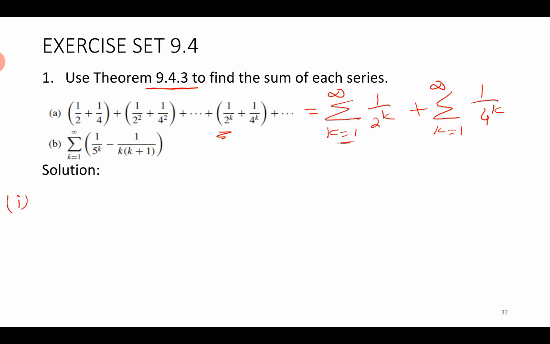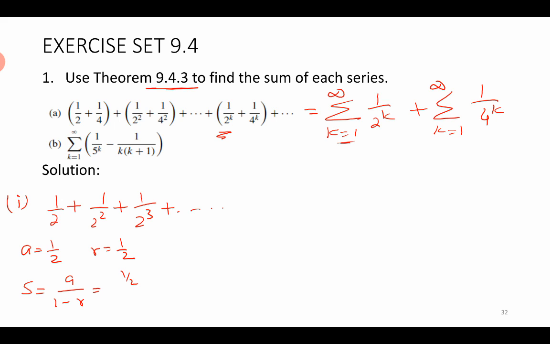K is 1 will give you 1 over 2. K is 2 will give you 1 over 2 square. K is 3 will give you 1 over 2 cube. It is going on. This is a geometric series where the first element is 1 over 2 and the ratio is also 1 over 2. Therefore, the sum of the elements of the series is A over 1 minus R, which is 1 by 2 over 1 minus 1 by 2, which is 1. So the first series is converging to 1.